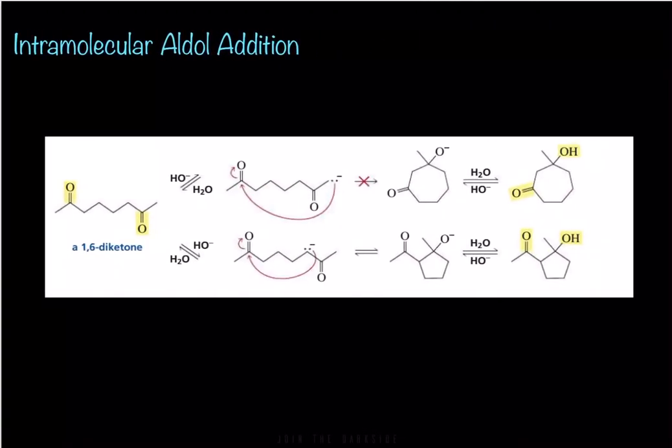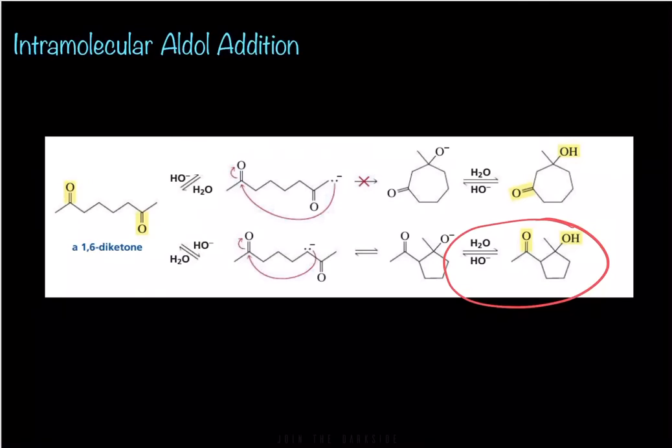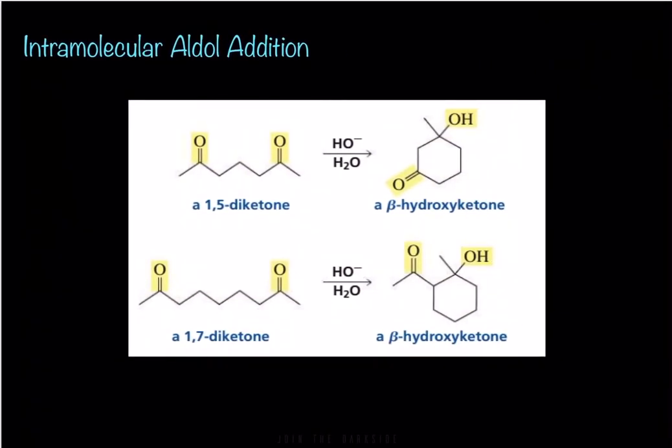Okay, so what happens when a 1,6-diketone undergoes intramolecular aldol reaction? The product would be a five-membered ring structure, because the feasibility of forming a five-membered ring is greater compared to the formation of a seven-membered ring. Okay, and here are some more examples. A 1,5-diketone can also undergo intramolecular addition reaction, forming a beta hydroxyketone, and a 1,7-diketone can also undergo the reaction to form the respective product.